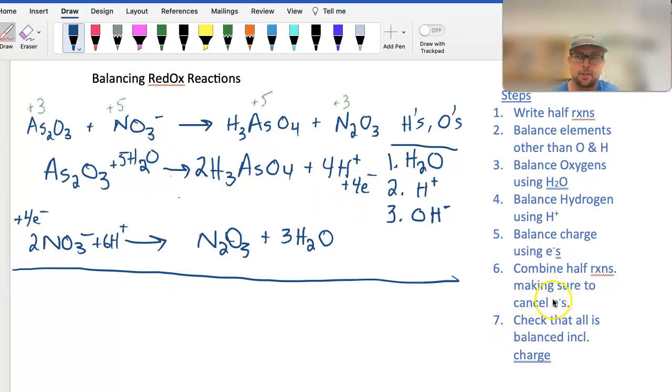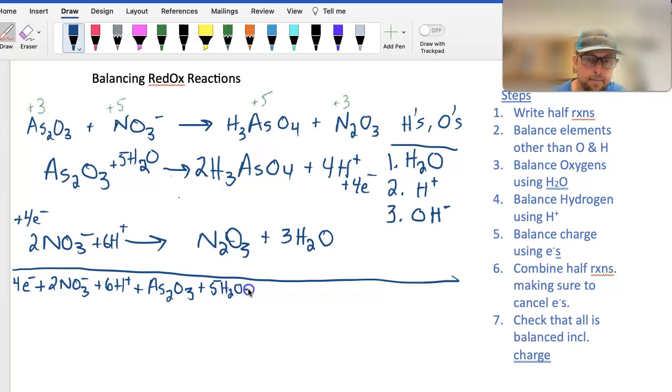So when we combine our half reactions, we want to make sure we cancel our electrons. If this had 2 electrons over here, we would have to double everything in order to make the electrons cancel out. So when I bring everything down, I have 4 electrons. I'm going to write small to fit everything. 2 nitrate, 6 hydrogen ions, As2O3, 5 water. That's everything on the left side of the arrow.